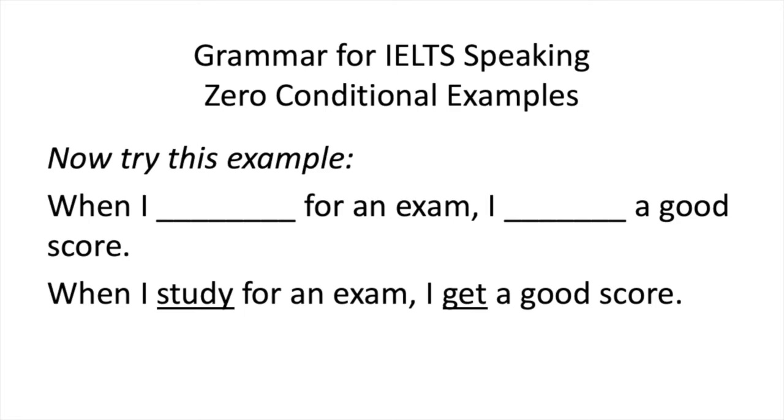Let's look at the answer. The answer is, when I study for an exam, I get a good score. We are using the 0 conditional in this sentence because we are describing an action that always happens or that always has the same outcome. Notice the verbs study and get, which are both in the present simple tense.